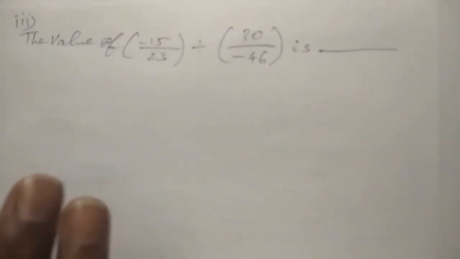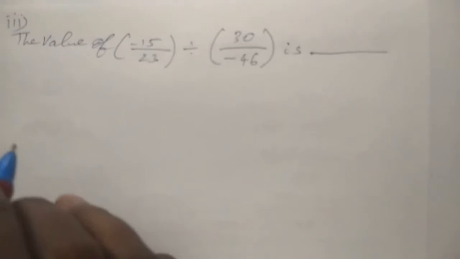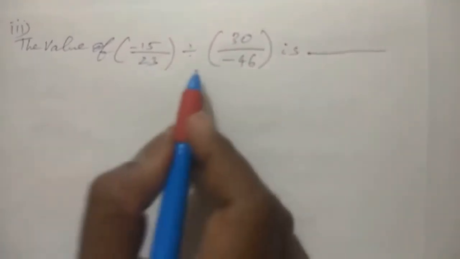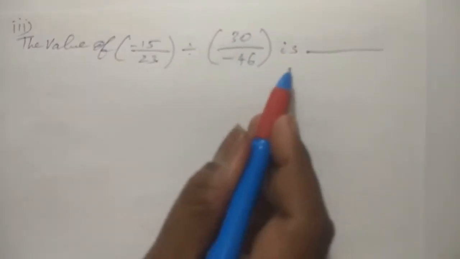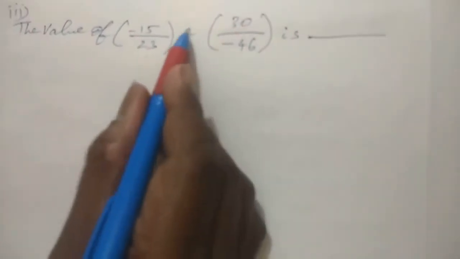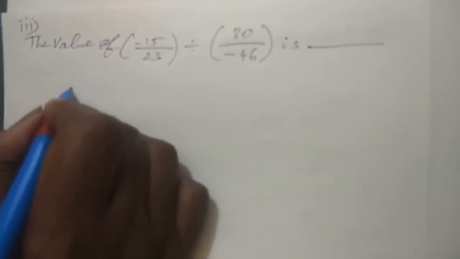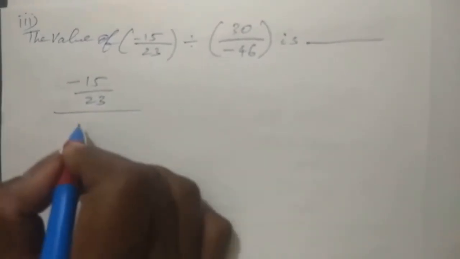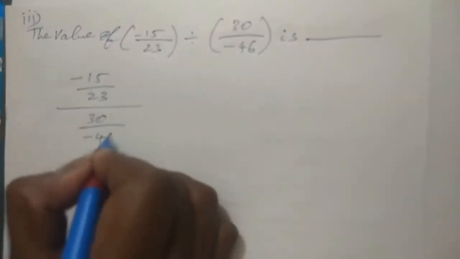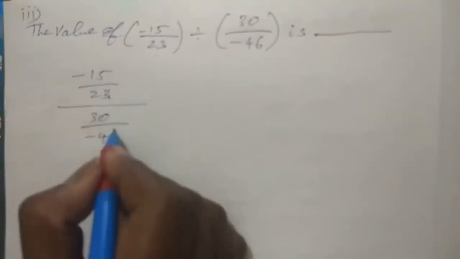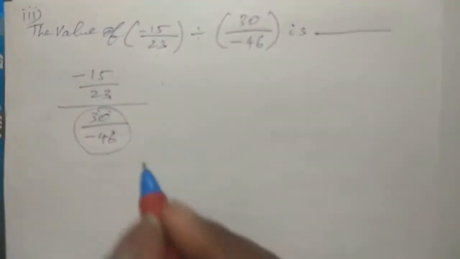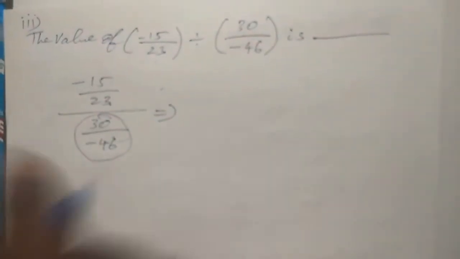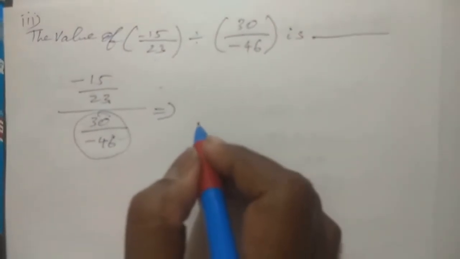Now we go inside exercise 1.2, first sum, third subdivision. It is also a fill up. The value of minus 15 by 23 divided by 30 by minus 46 is dash. Here there is a division, so we have minus 15 by 23, as it is we put here, divided by 30 by minus 46. The denominator of a denominator will become a numerator. We studied this in 7th standard or 6th standard, we know what the reciprocal is, correct?